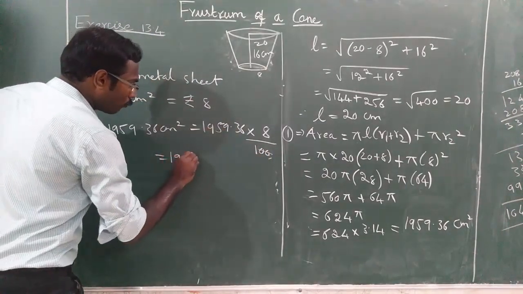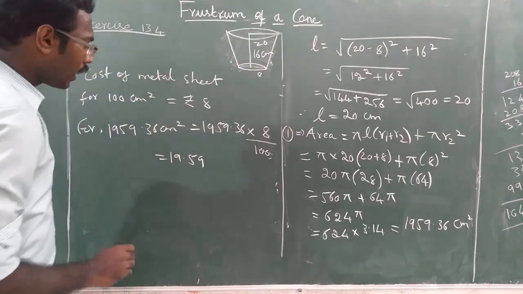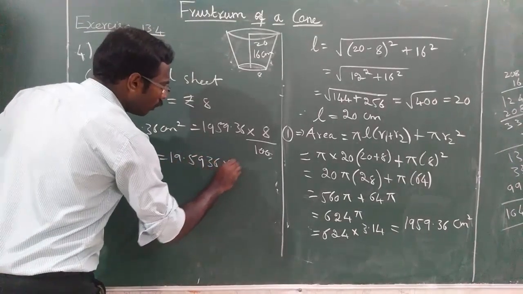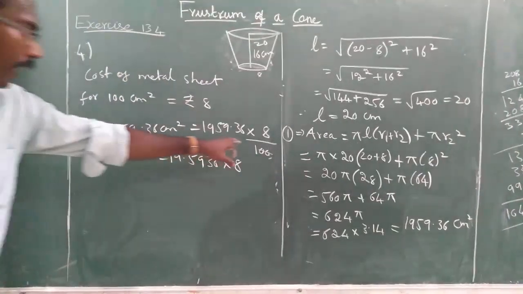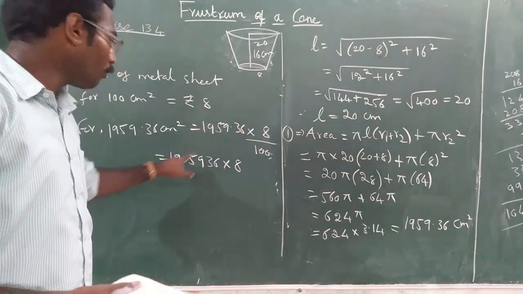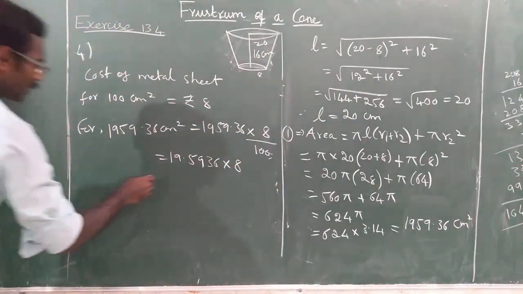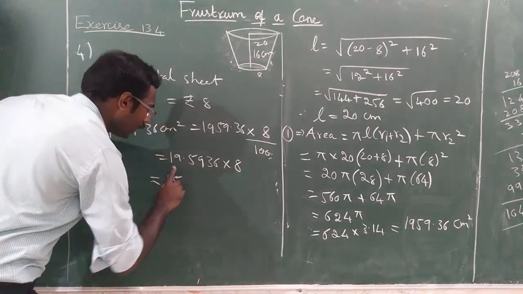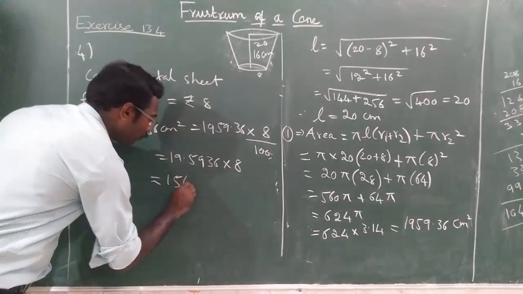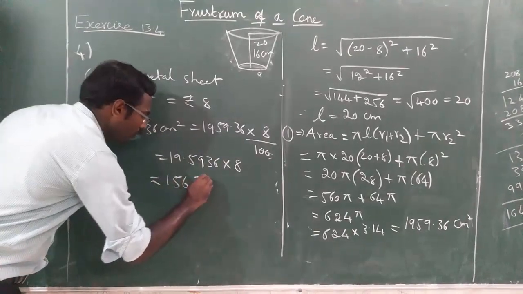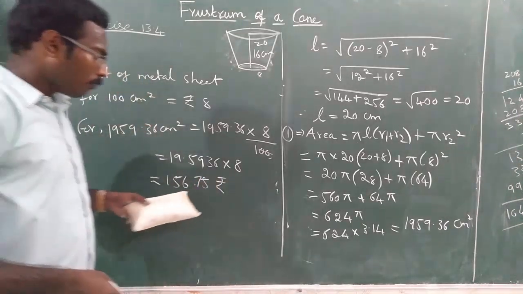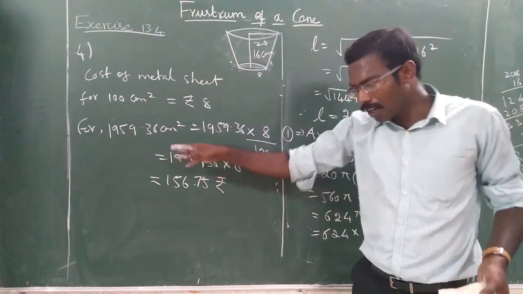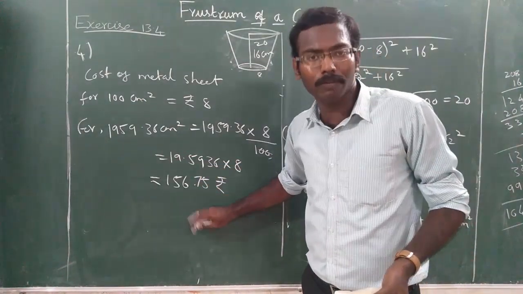So you will get 19.59. Okay, so into how much? 19.5936 into 8. Okay, so I am taking 2 digits to the left. So the answer will come approximately equal to, if you multiply this, your answer is 119,856.75 rupees. Okay, so approximate, there may be a small difference after this point. I am writing the approximate answer.